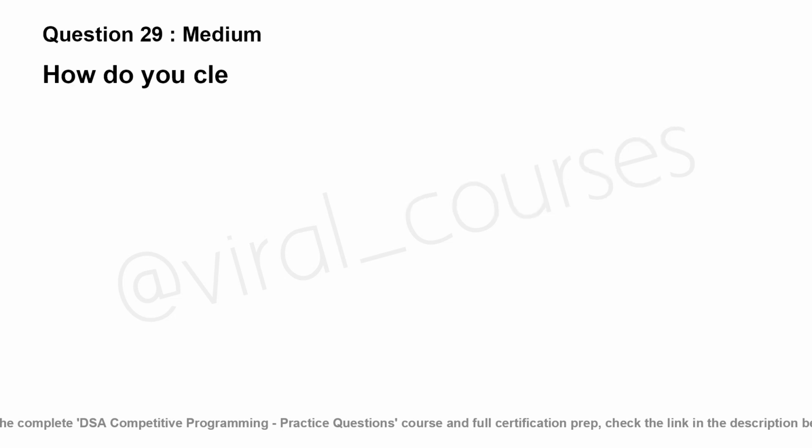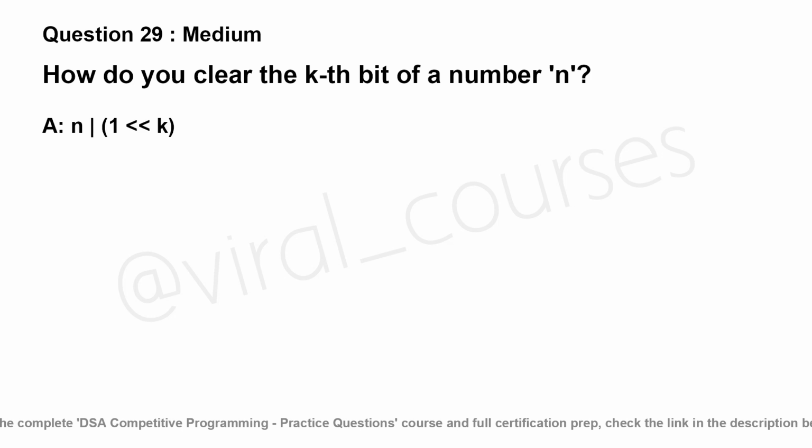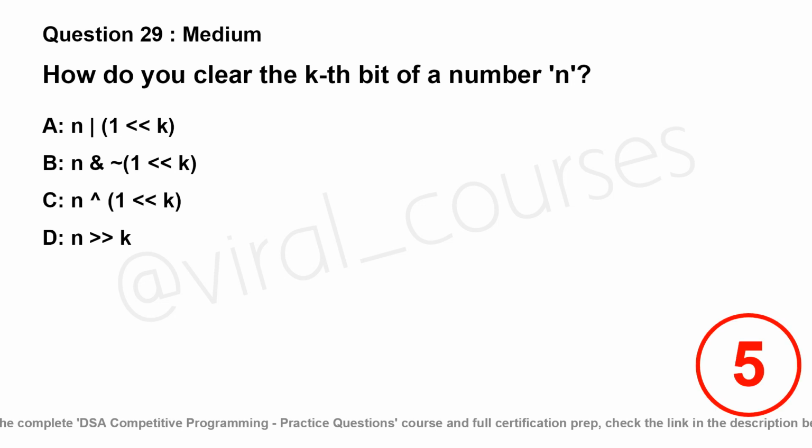How do you clear the kth bit of a number n? Option A, n | (1 << k). Option B, n & ~(1 << k). Option C, n ^ (1 << k). Option D, n >> k.